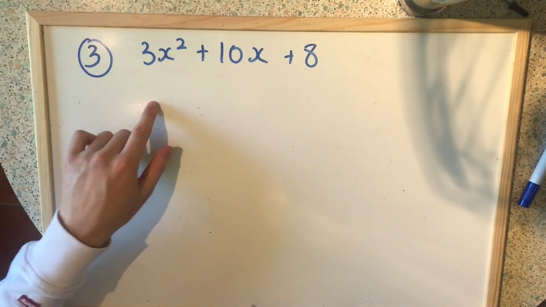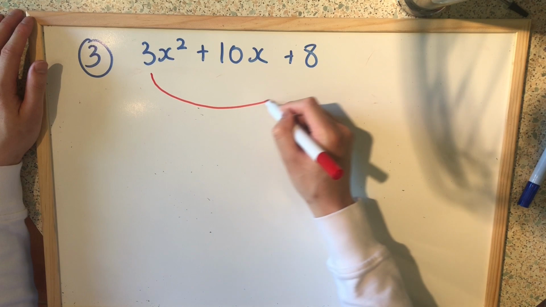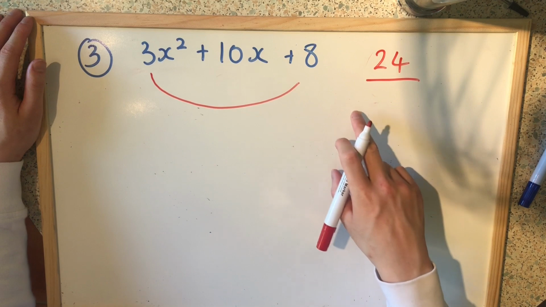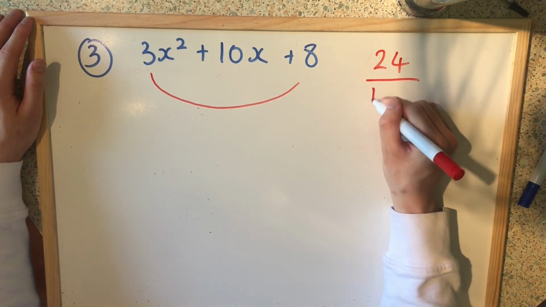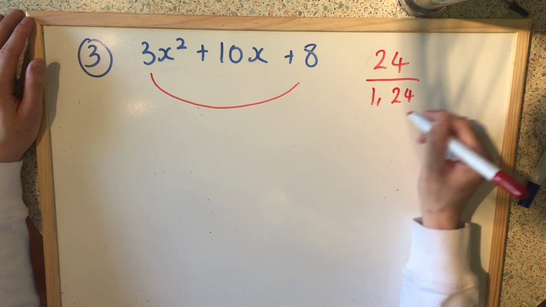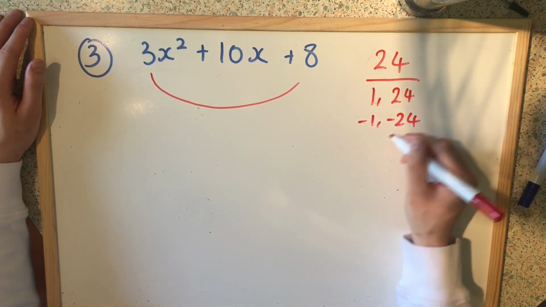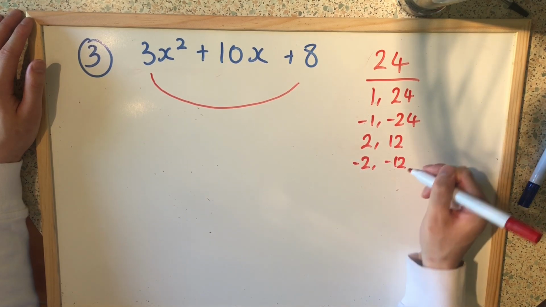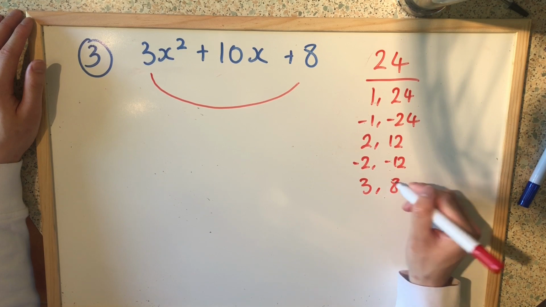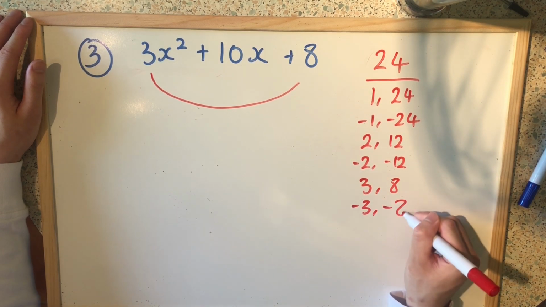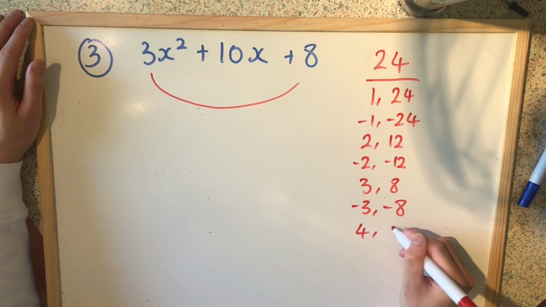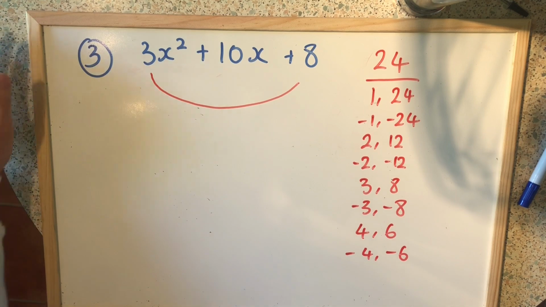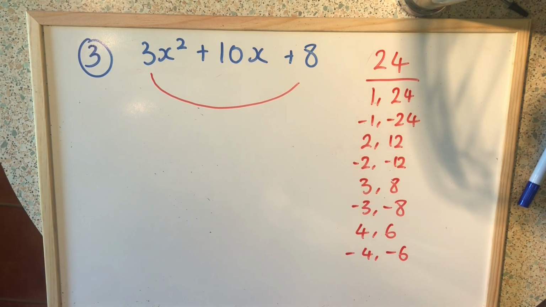So your first step is to do your A times your C, so positive 3 times positive 8, which is 24. And now you list all the numbers that multiply together to give 24. So we've got 1 and 24, minus 1 and minus 24, 2 and 12, minus 2 and minus 12, 3 and 8, minus 3 and minus 8, 4 and 6, and minus 4 and minus 6. So all these numbers will multiply together to give 24.